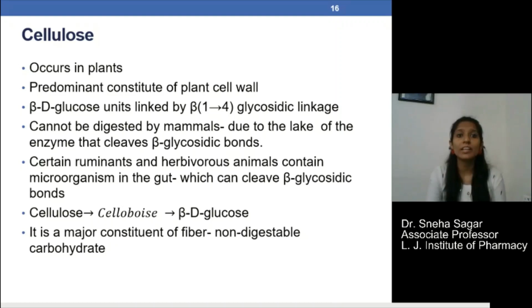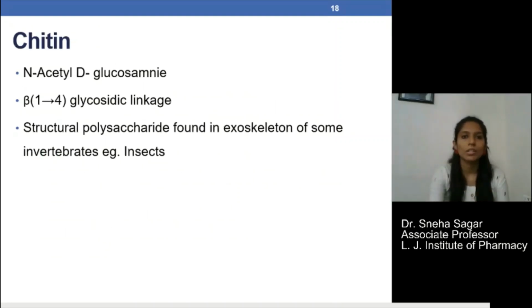Certain animals contain microorganisms in the gut which produce the enzyme that can cleave the beta glycosidic bond. Hydrolysis of cellulose yields a disaccharide, cellobiose, followed by beta D glucose. Next we have chitin. Chitin is composed of N-acetyl D-glucosamine units held together by beta 1,4 glycosidic bonds, and it is a structural polysaccharide found in the exoskeleton of some invertebrates like insects.